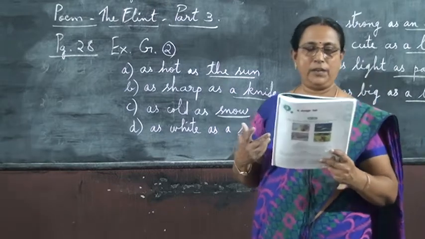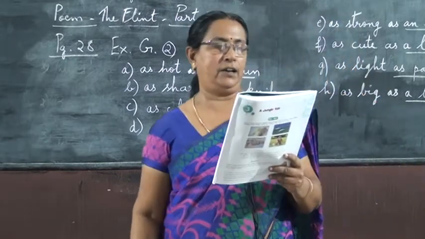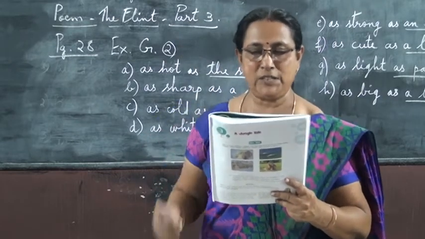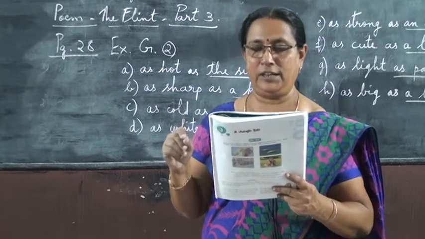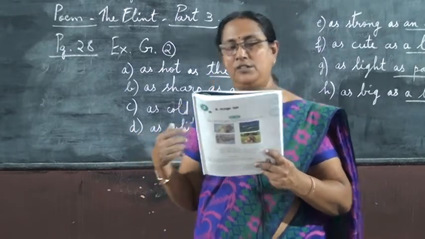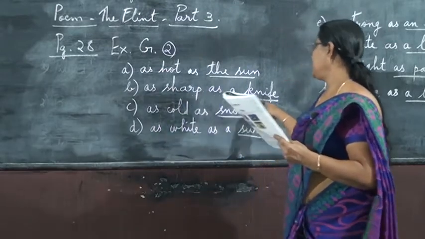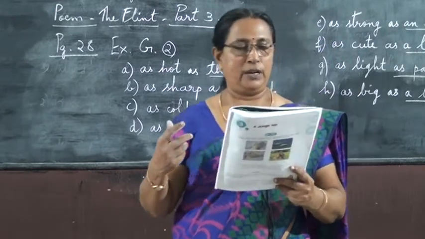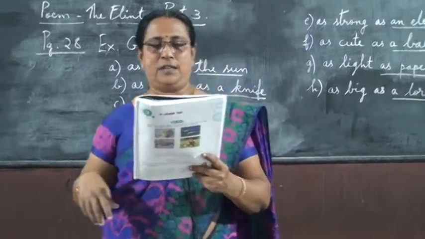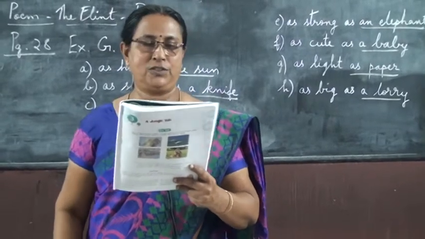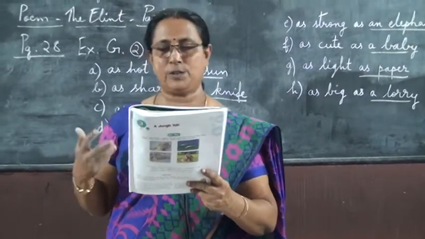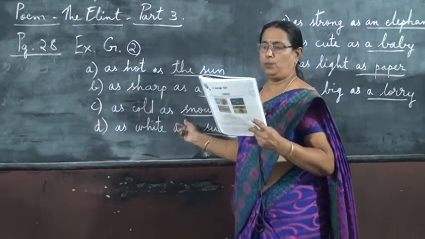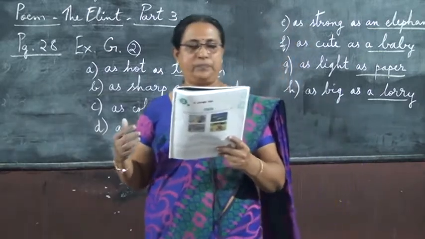Now second one, B, as sharp as a needle. You know the meaning of sharp, isn't it? You know what is a needle? Suji. As sharp as a needle. So instead of the word needle, can you use another word? So we'll say as sharp as a knife. Knife is also very sharp. Third one, as cold as ice. You know ice is very cold to touch. So instead of ice we can use as cold as snow. Snow is also very cold.